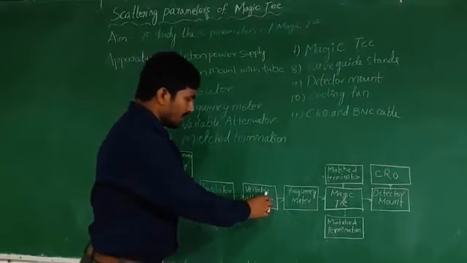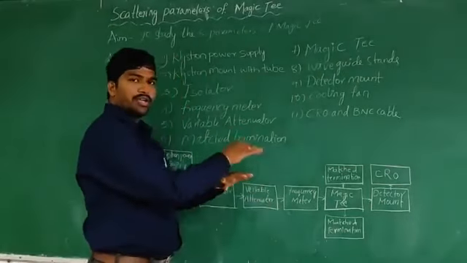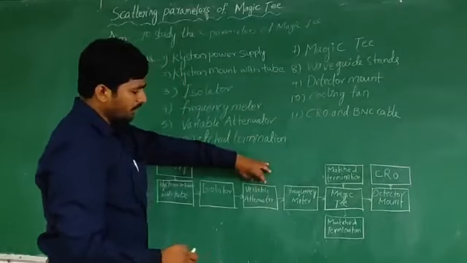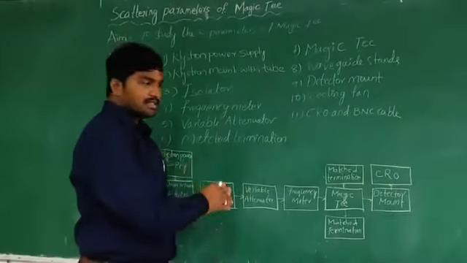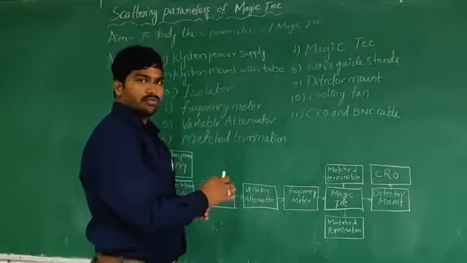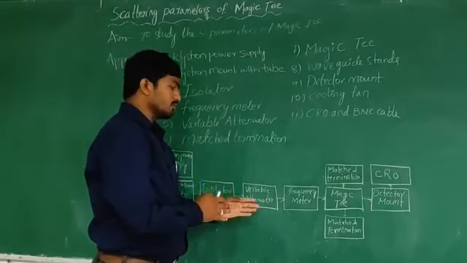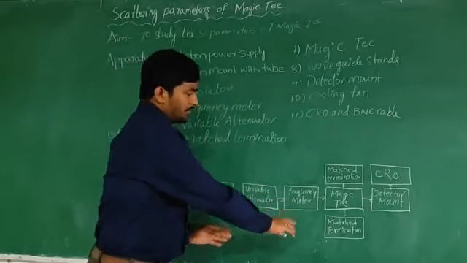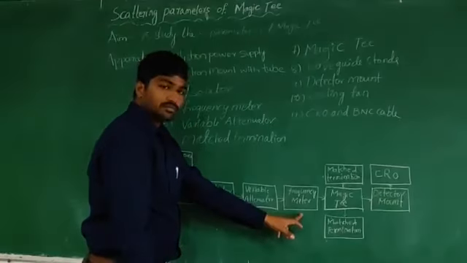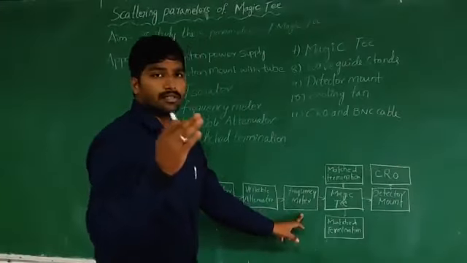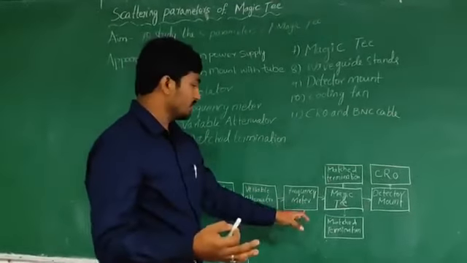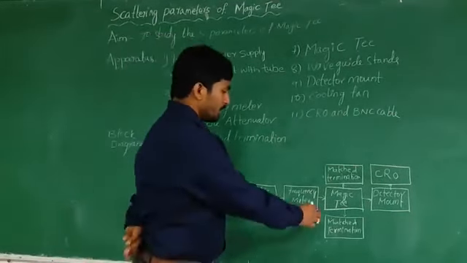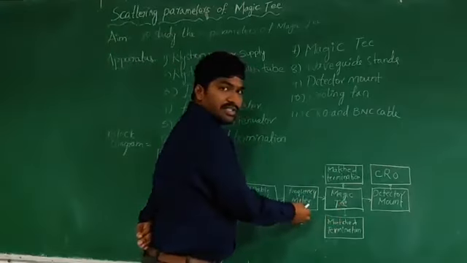Here we are using a variable attenuator to attenuate the power, but we are keeping the variable attenuator in the minimum position, that is, minimum attenuation. So the maximum power will be transmitted to the frequency meter. Using the frequency meter, we can calculate the microwave frequency. The Magic T is connected to the frequency meter.